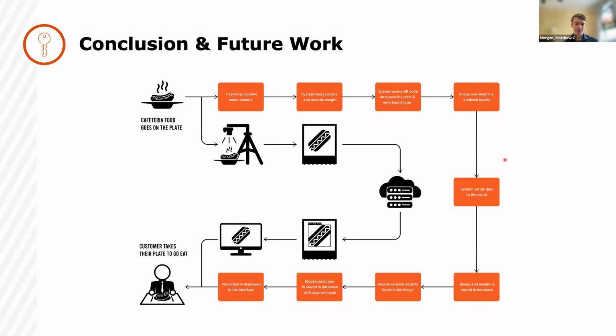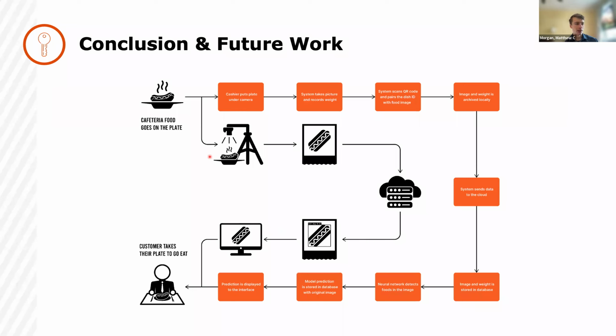And lastly, this is a flowchart diagram of how we expect our trial to go. We are going to put the food under the camera and take a picture of it, record the weight of the food too, and scan a QR code on the plate so that we can save that plate ID for later. We'll send the data to the cloud and run a detection on it. Maybe get an image with those bounding boxes that I showed you earlier and display that to the consumer so they can see how their food is being used for research.